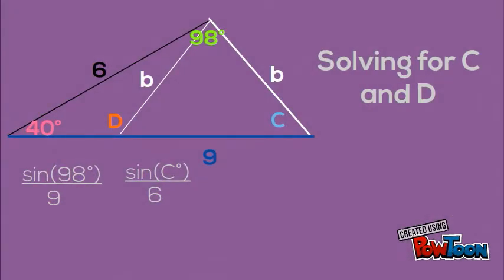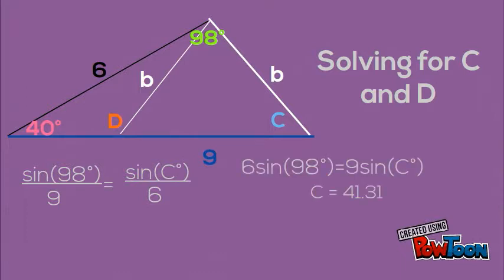To solve for C, you plug in the given values into the formula, and then you cross multiply, and C equals 41.31. And to find D, you subtract 180 minus 41.61 since they're supplementary angles, and that equals 138.38.